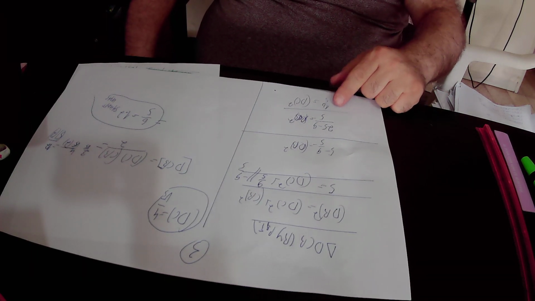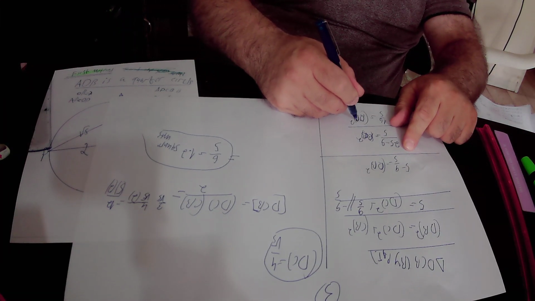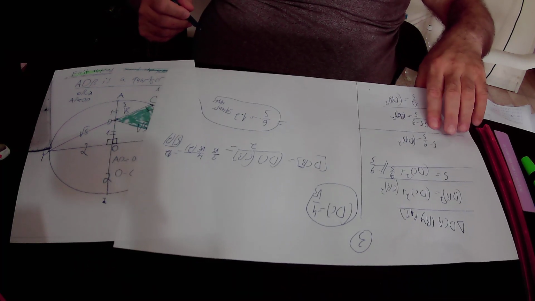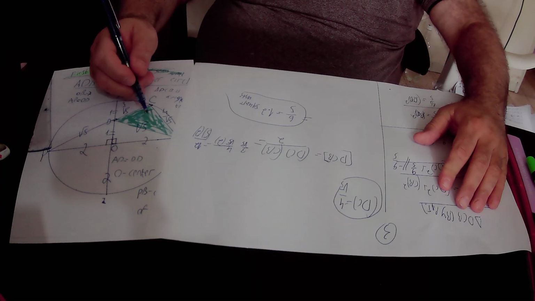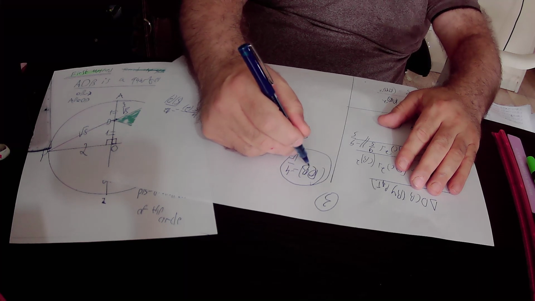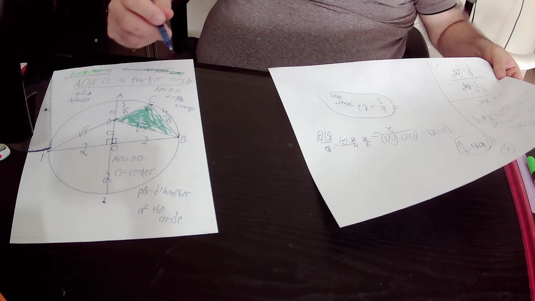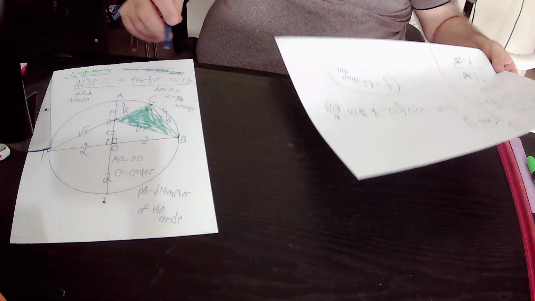So CB square equals 16 over 5. We took the square root of this equation and found that CB equals the square root of 16, that is 4 over square root of 5. So CB equals 4 over square root of 5.